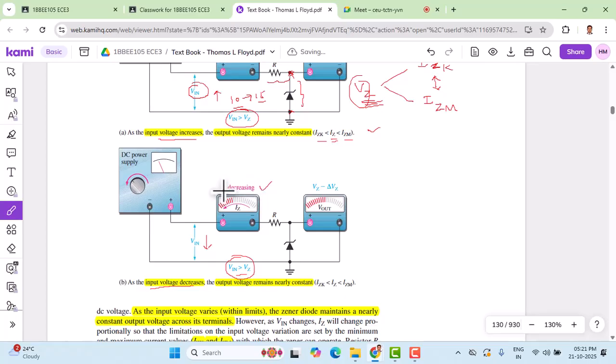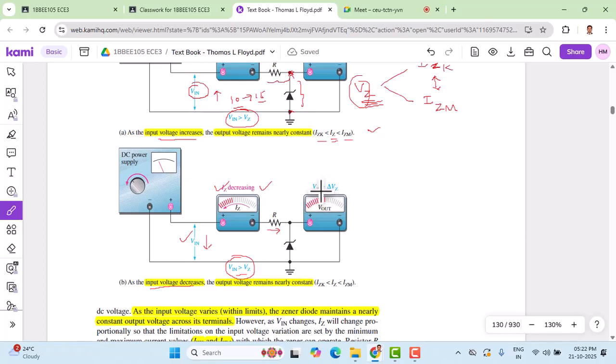It is mentioned here that Iz is decreasing. Iz means Zener current, and it decreases because there is a decrease in the input voltage. These two are directly proportional according to Ohm's law. The input voltage decreases, therefore Iz also decreases. But though the current through the resistance decreases, let us see whether the voltage across the Zener diode can be maintained constant or not.